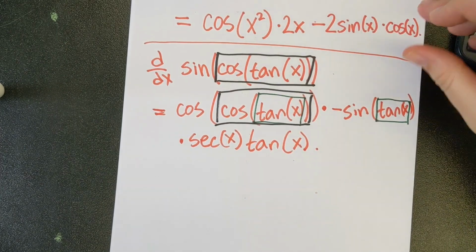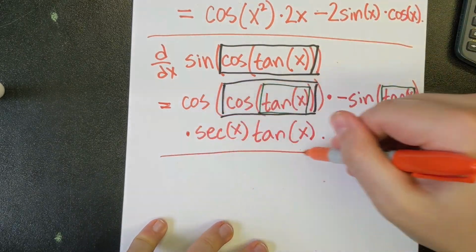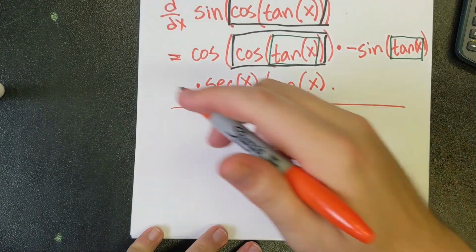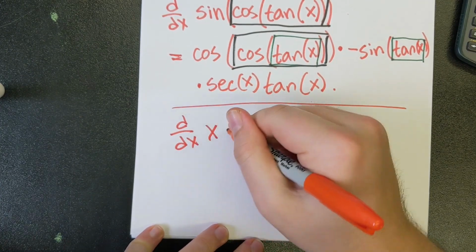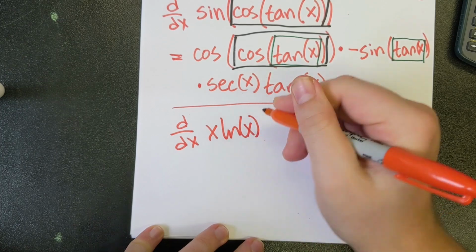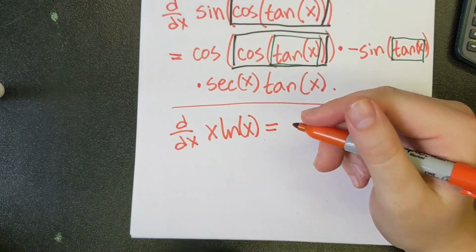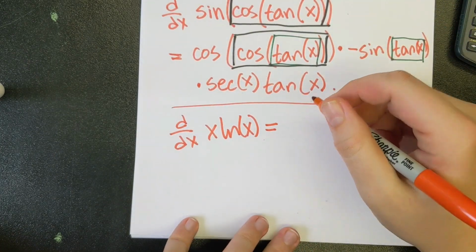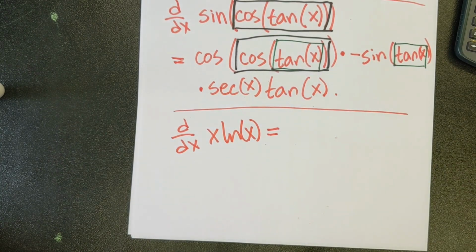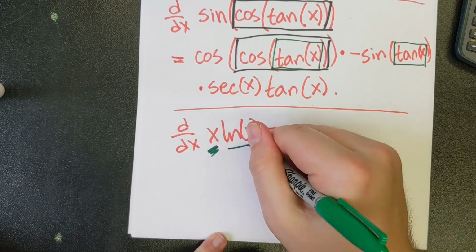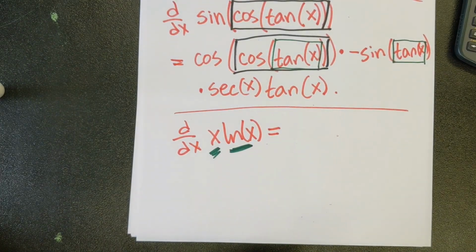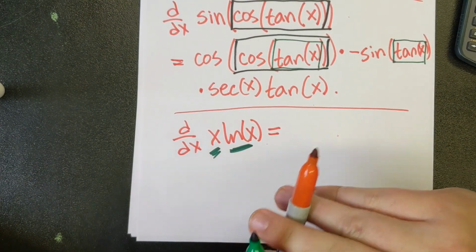Okay, a couple more here. What's the derivative of x ln of x? Well, by the chain rule, this is just going to, not chain rule, it's a product rule, sorry. It's not a function inside a function. Instead, you have a first piece and a second piece being timesed together. So we need to use the product rule.